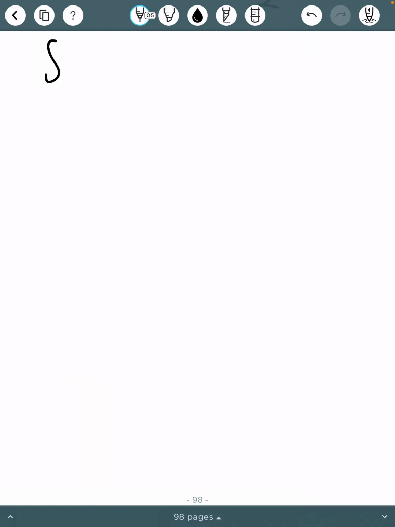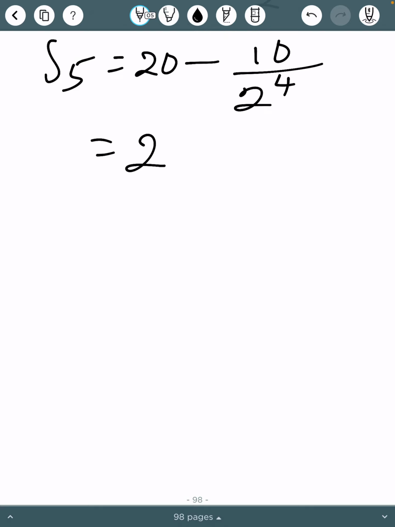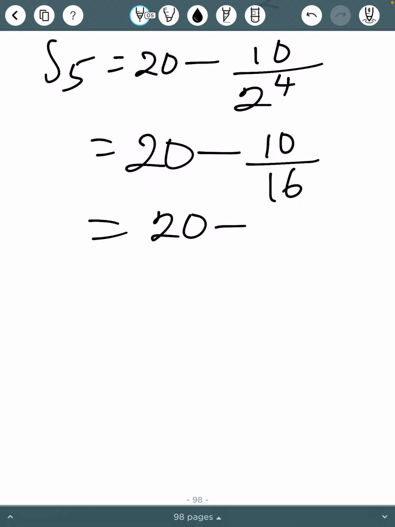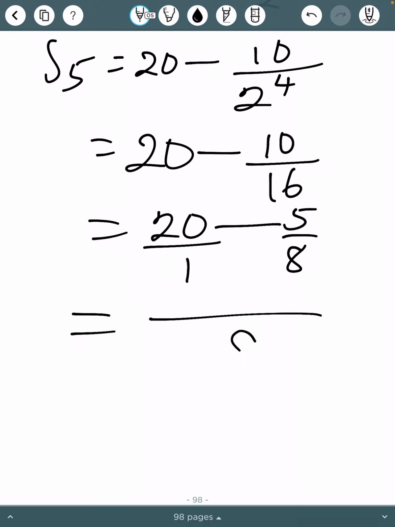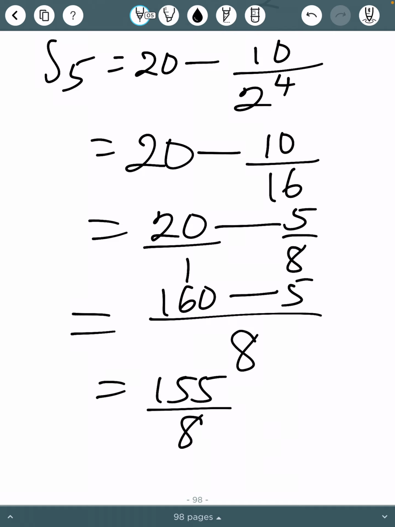That will give me S5 as 20 minus 10 over 2 raised to the power 4. That gives 20 minus 10 over 16, so S5 is 20 minus 5 over 8. 20 minus 5 over 8 is the same thing as 20 over 1 minus 5 over 8. This will give me 160 here minus 5, and that will give me 155 over 8.